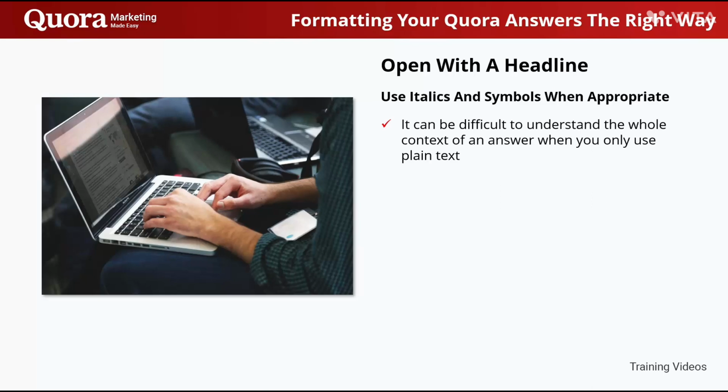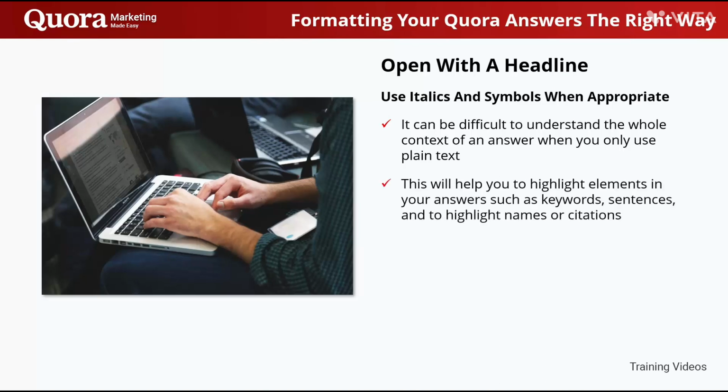Use italics and symbols when appropriate. It can be difficult to understand the whole context of an answer when you only use plain text. Because of this, it is necessary that you use italics and symbols such as quotes when appropriate. This will help you highlight elements in your answer such as keywords, sentences, names, or citations.